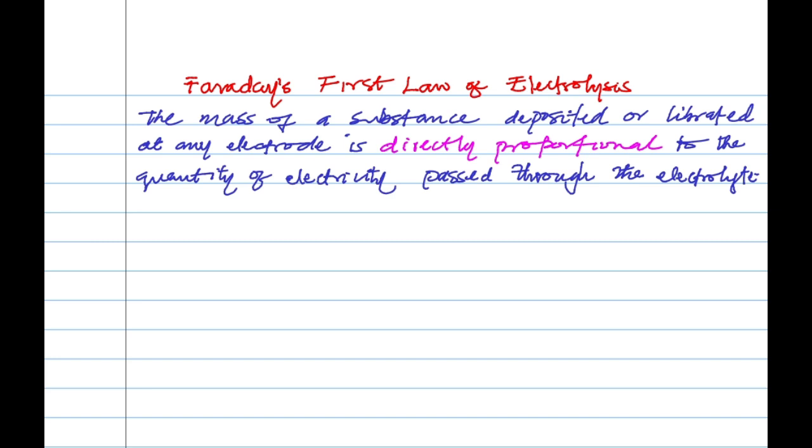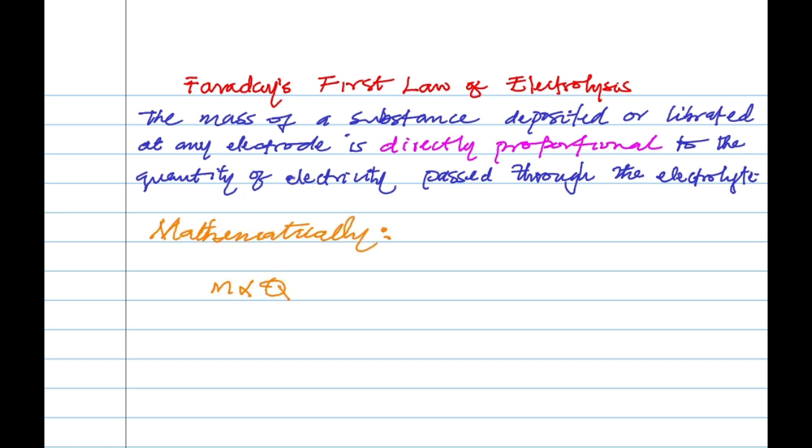In simpler terms, the more electricity you push through the electrolyte or the circuit, the more stuff you get at the electrodes. It makes sense, because more power means more work done in terms of chemical change. So let's represent this mathematically, and then we'll use it to do calculations involving the first law of electrolysis.